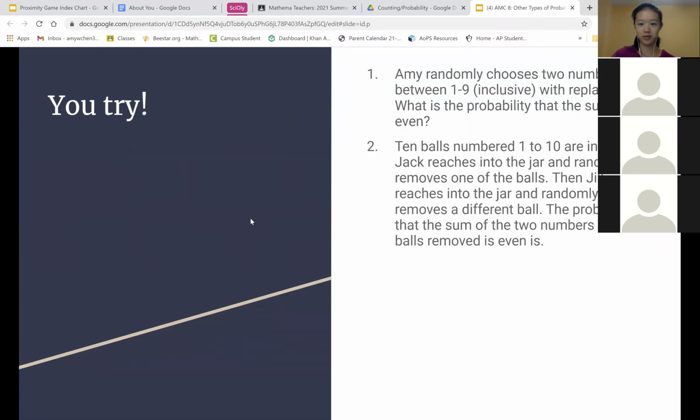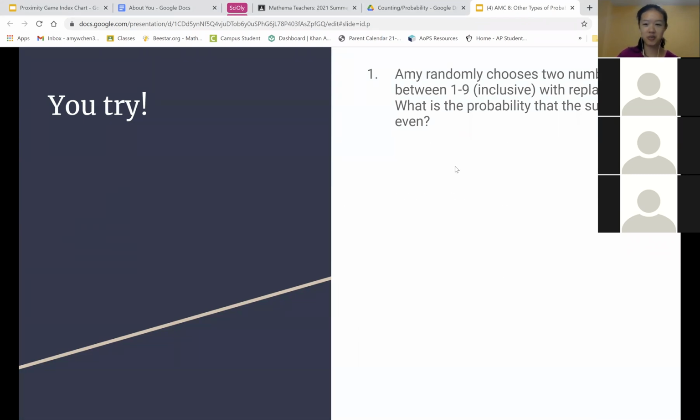Okay. So we have 3 more questions, or maybe not even 3. I might skip one of them. All right, first question over here. Amy randomly chooses 2 numbers between 1 and 9 inclusive with replacement. What is the probability that the sum of the 2 numbers she pulls out is even?